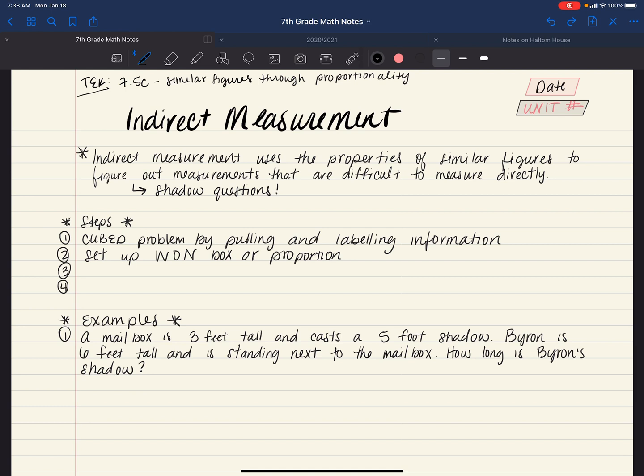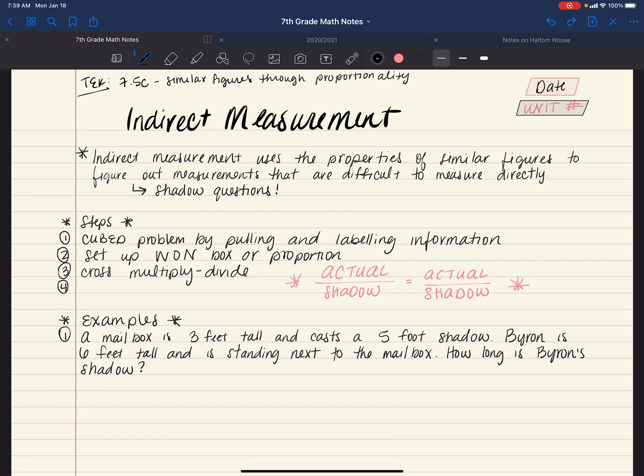Number 2, set up a one box or proportion. That's usually what I use. I use proportions, which is a one box. They're the same thing. Today, our proportions will always be labeled as actual over shadow. So like the actual object over the same object's shadow length. Because we got to keep our math organized, right?